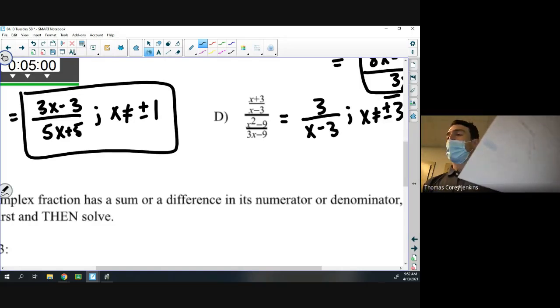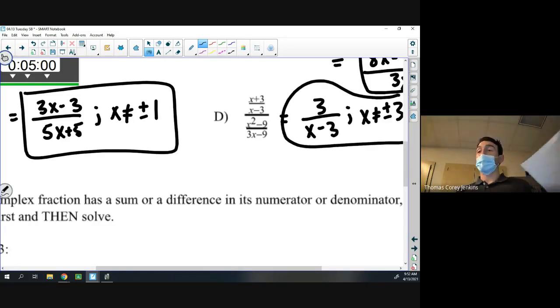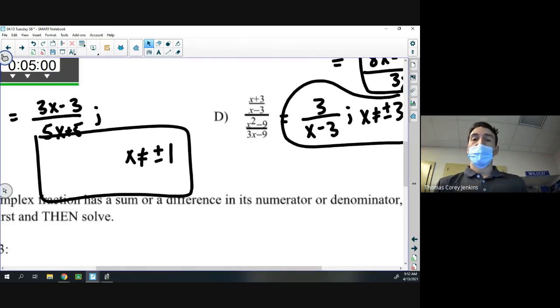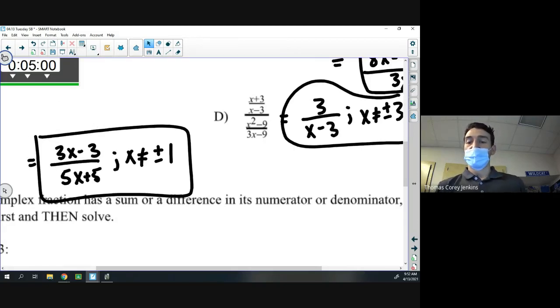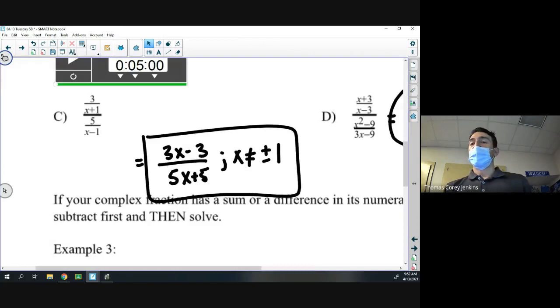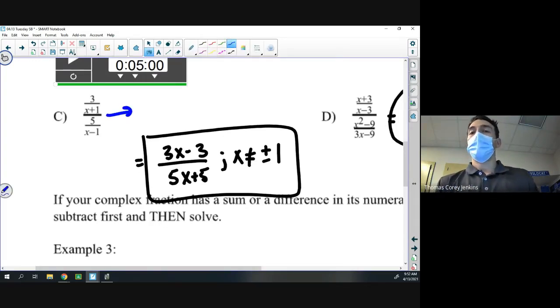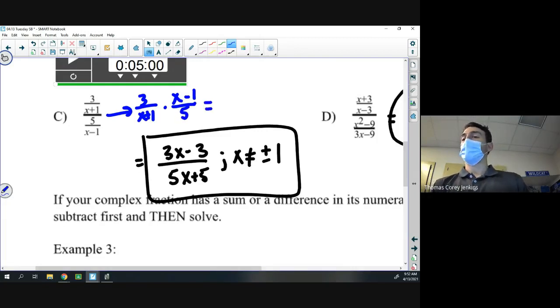All right, so those are just the answers. It looks like we probably need to spend a little bit of time going over how to get there, based on what we just saw there. So anyways, looking at C, no factoring or anything involved. So you just want to do same change flip. So you go 3 over x plus 1 times x minus 1 over 5, and then you just multiply straight across. So 3 times x minus 1 is that, and 5 times x plus 1 is that.